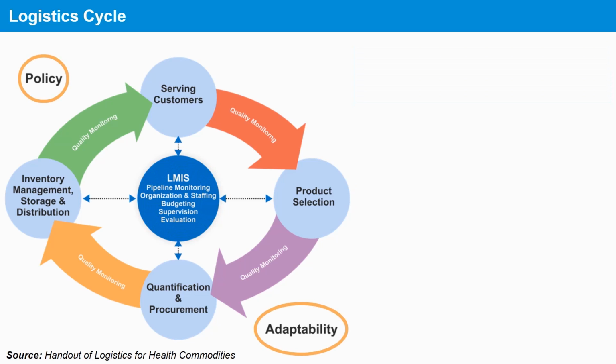In addition to the elements in the logistics cycle, two additional factors, policy and adaptability, directly relate to the logistics system. Logistics systems need to work with the existing government policies, laws and regulations. Thus, logistics managers and personnel should stay up to date on current policies and comply with them. As specified, logistics systems must be designed to be flexible and adapt to constantly changing circumstances.